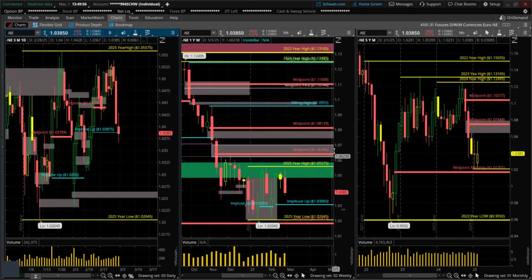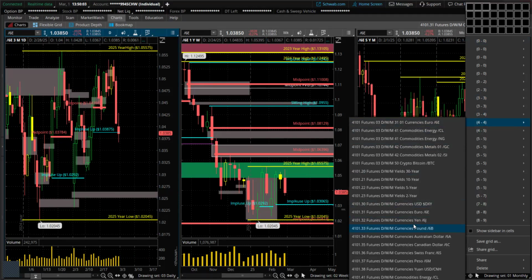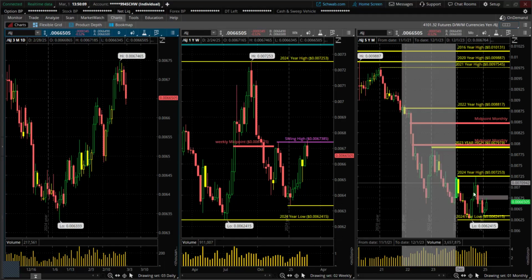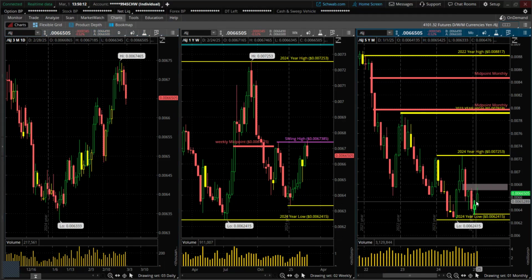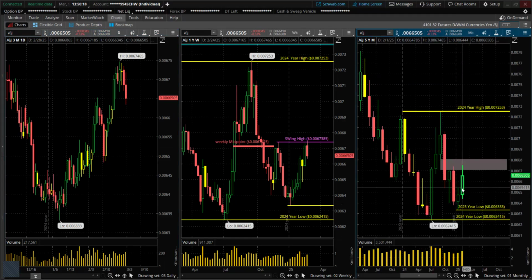That was the euro. Let's go on to another currency, the Japanese yen. Well, for the monthly, it already reversed. Higher high, higher low. Yep, Japanese yen on the monthly, reversal. Performing better than the euro. It's already testing this imbalance area.